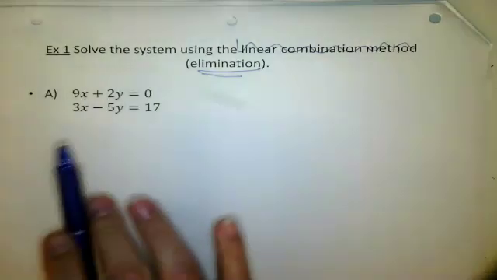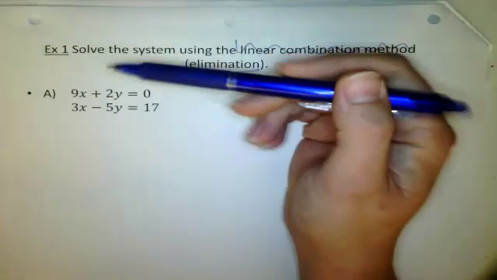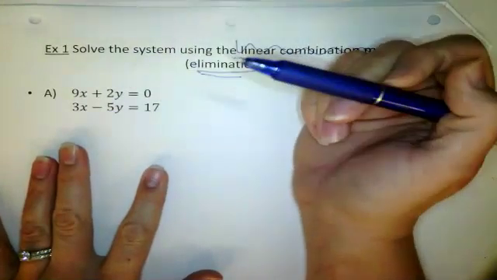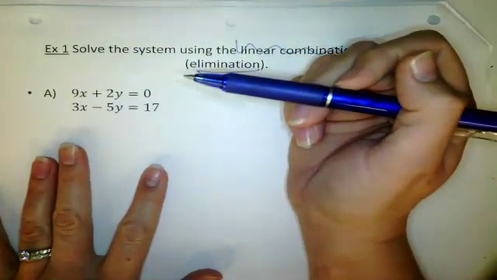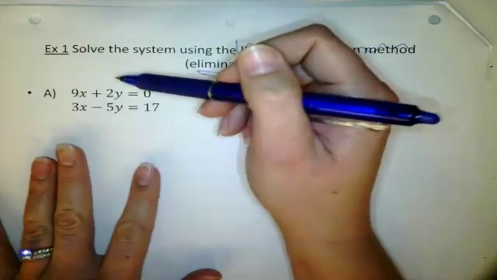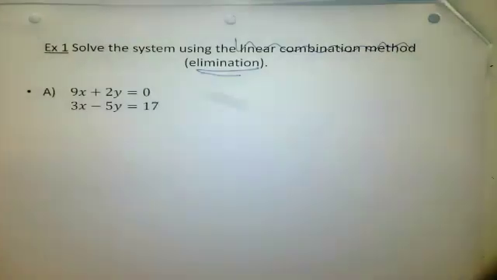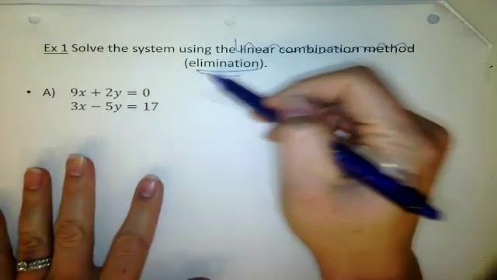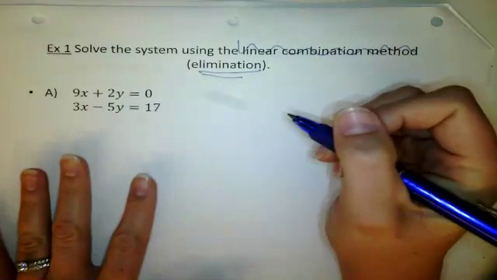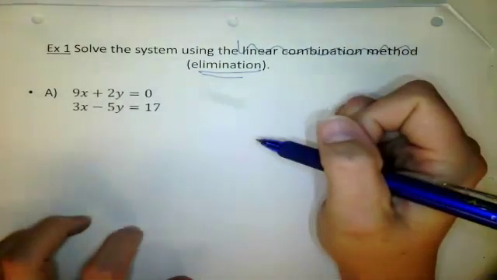So again, I have a system. You'll notice this particular system, there's no easy variable, is there? Like a 1x or a 1y somewhere. There's nothing easy about it. When you don't see anything easy, elimination is a great method to use. So for elimination, our goal is just like the name of it. We want to eliminate one of the variables.